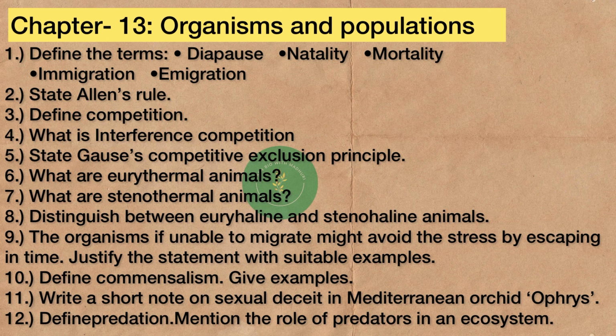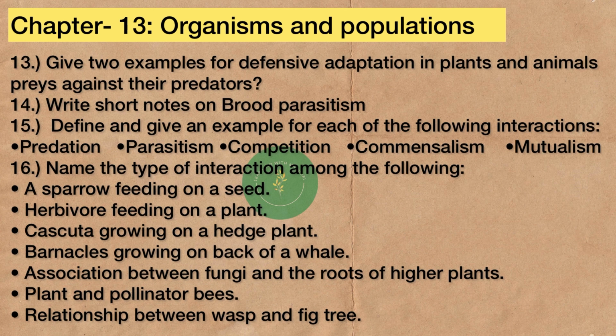Focus on migration concept, commensalism, give examples, write a short note on sexual deceit, very important, in Mediterranean orchid, that is Ophrys. Define predation, very important, mention the role of predators in an ecosystem. Also focus on brood parasitism, interactions like predation, parasitism, competition, commensalism, mutualism. And kindly look into the question number 16, name the type of interaction among the following. In many question papers for 5 marks, these questions have been asked.